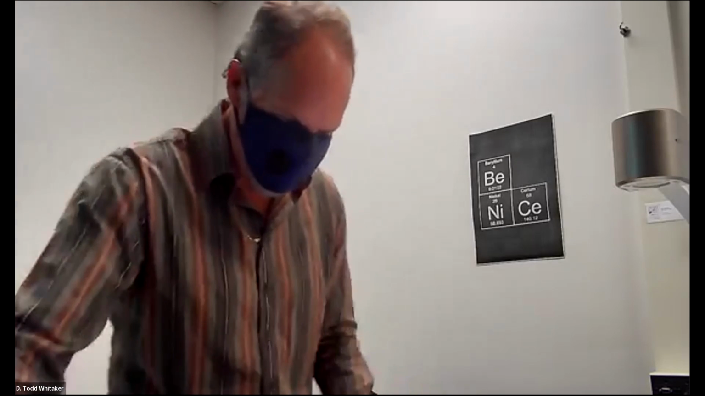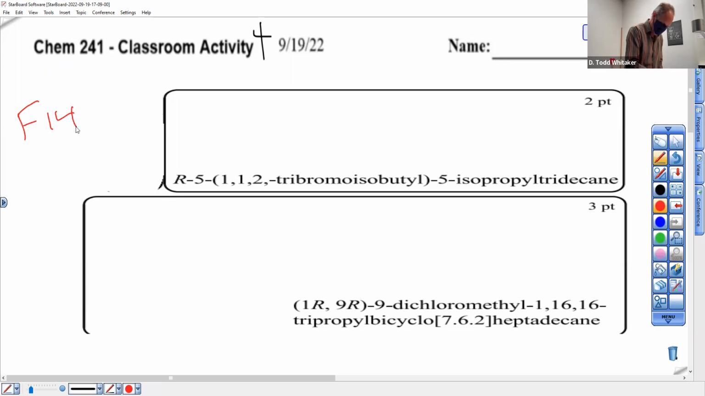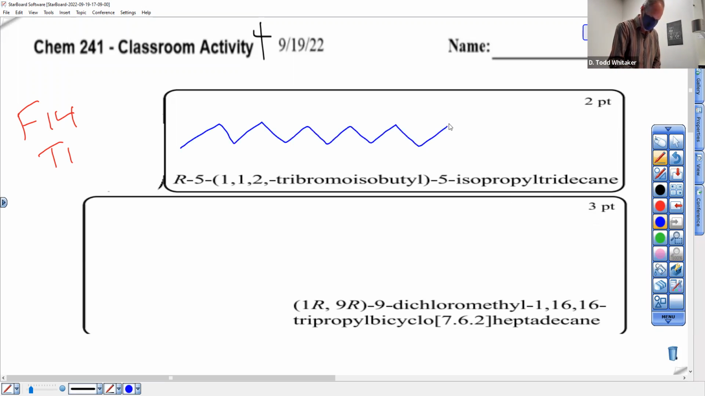Ladies and gentlemen, we're going to do some nomenclature from Fall 14, Test 1. Always start nomenclature questions at the end. Tridecane, 13 carbons. 2, 4, 6, 8, 10, 12, 13. We're going to put two groups on carbon 5. I'll start with the easy one, isopropyl.